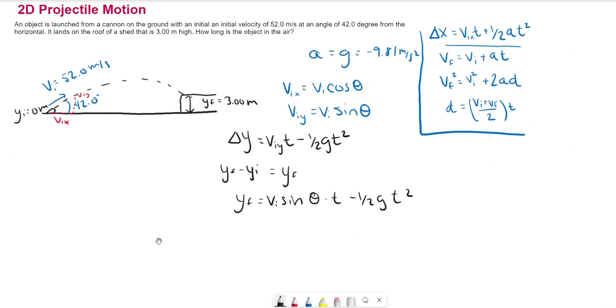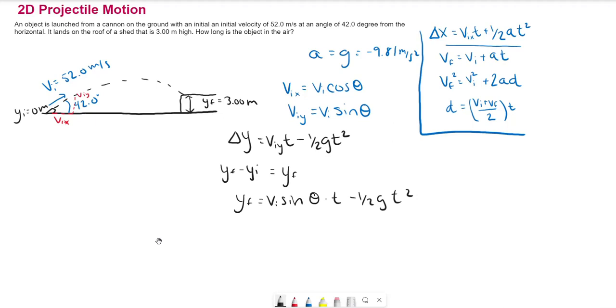Normally, I don't plug in the values until the end of the problem because it helps us to understand what we're doing and we're less likely to make mistakes doing it that way. However, we're going to need to look at a quadratic equation. So let's go ahead and make this into a quadratic equation.